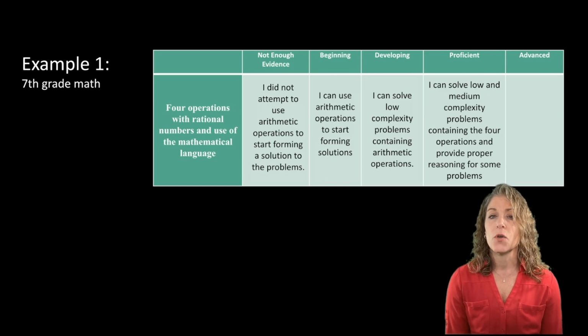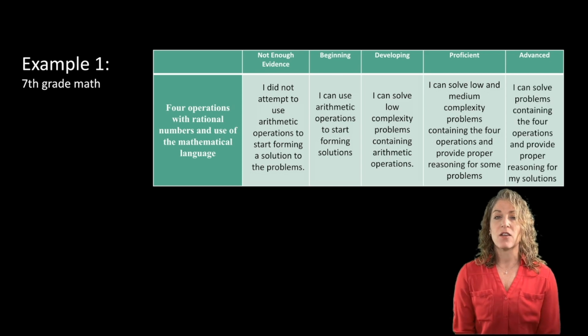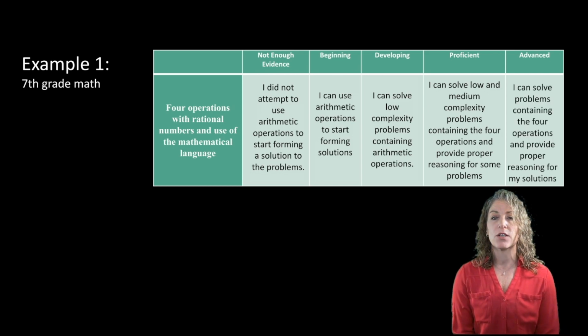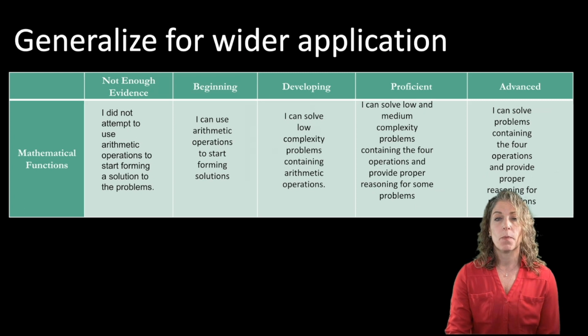I can solve most problems containing the 4 operations and provide proper reasoning for some problems. Advanced says, I can solve problems containing the 4 operations and provide proper reasoning for my solutions. So that's their rough draft. Let's critique it. This is a great example of the process.